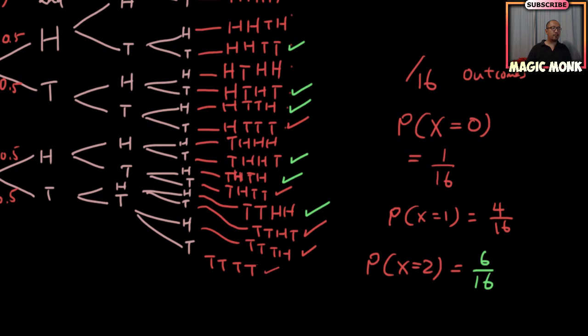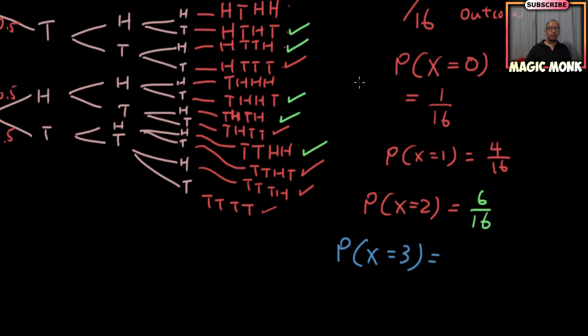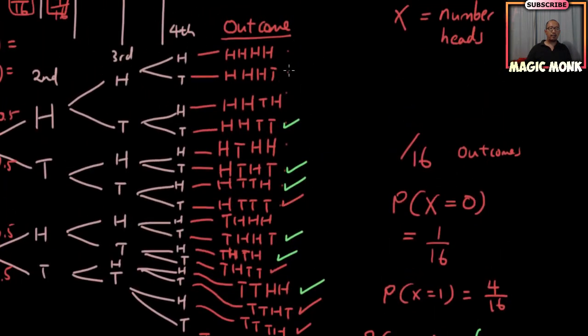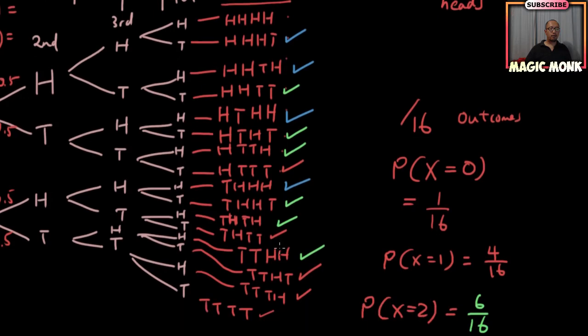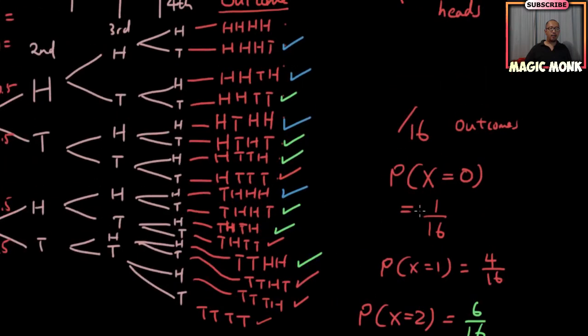So yeah, let's do another one. Let's do probability of getting 3 heads. So then you go 3 heads, you got 1, 2, 3, 4. 4 of them have 3 heads. And how many have 4 heads?